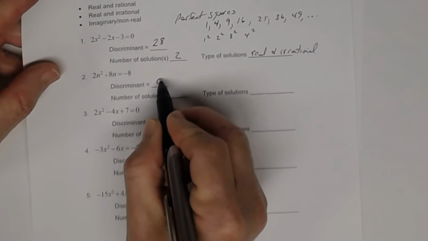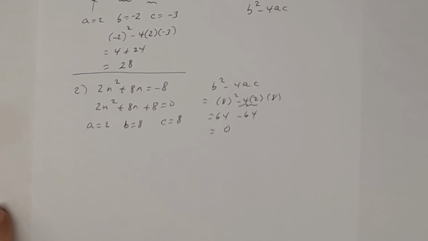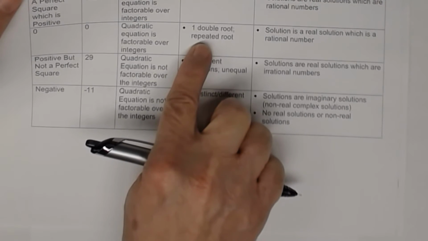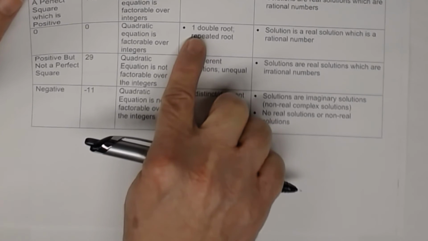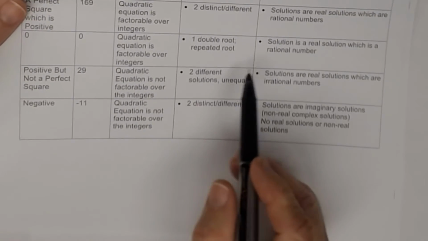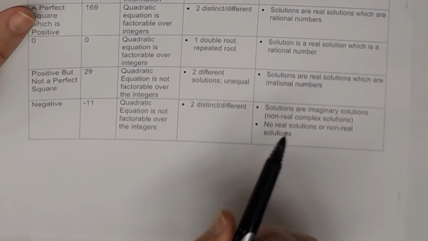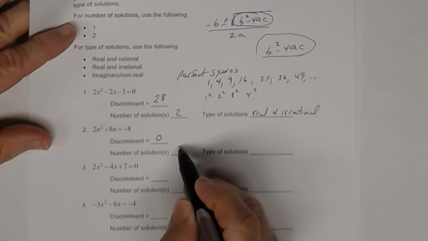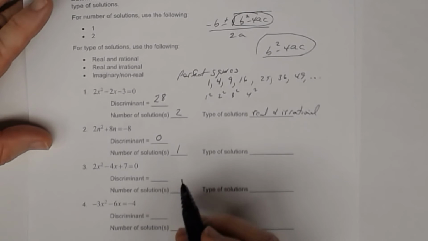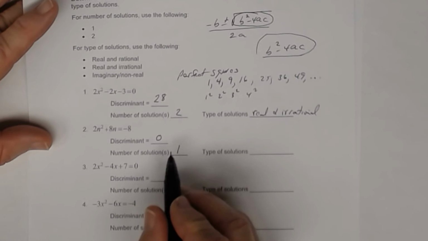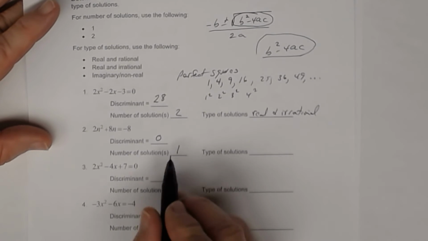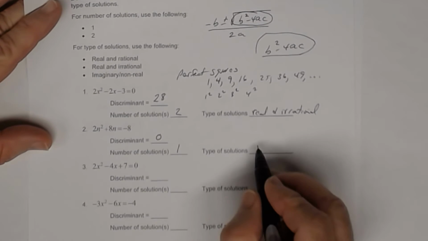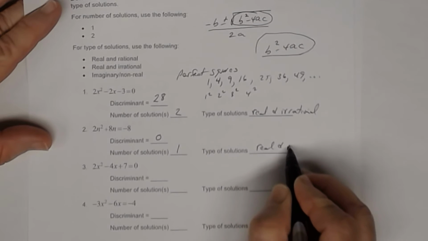Well, since the discriminant is 0, you're going to have a double root, a repeated root, so there's going to be one distinct solution. And they will be real and rational. So in number 2, you're going to say number of solutions will be 1. Although there are 2, they're the same solutions. They're going to occur twice, but we're just going to say one distinct solution. And the type of solutions will be real and rational. So real and rational.